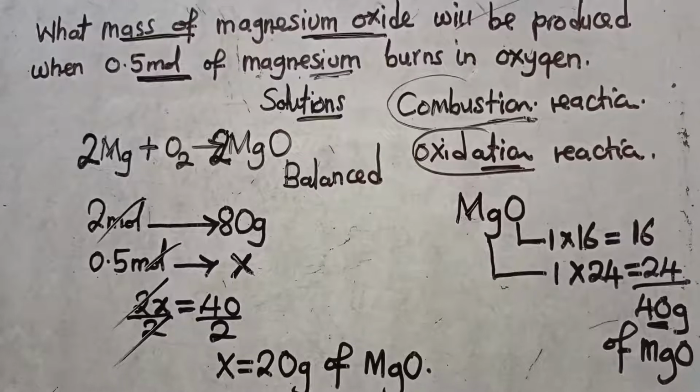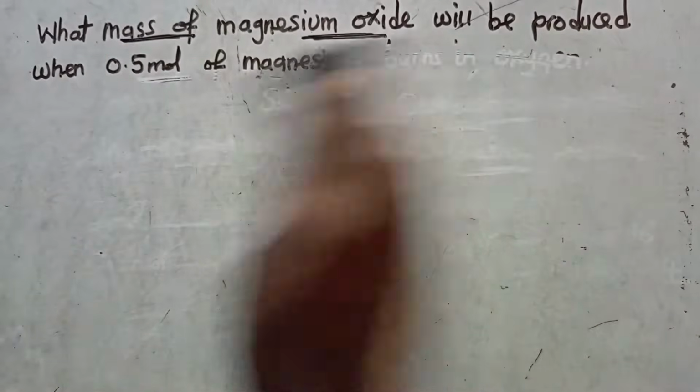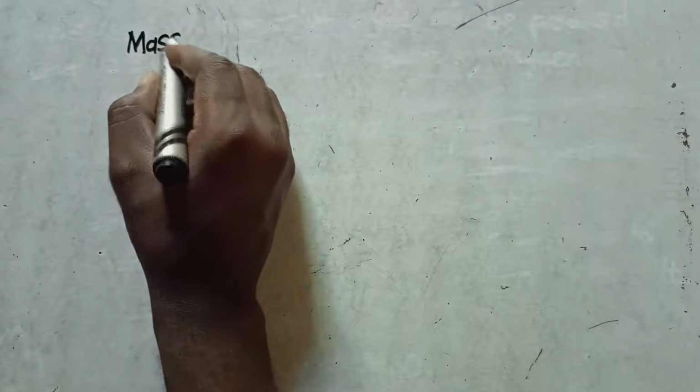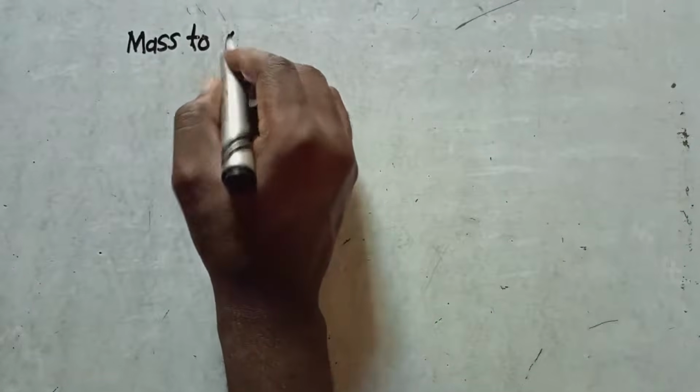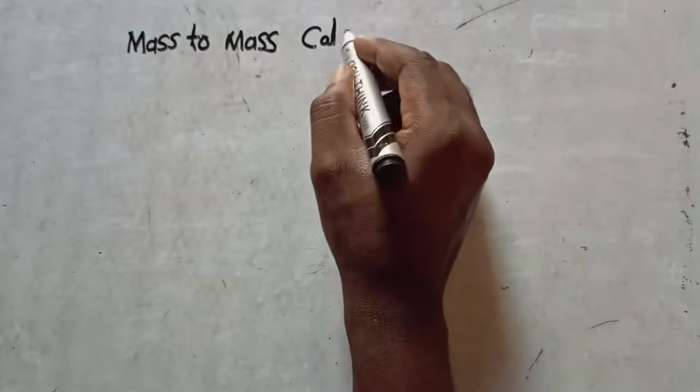So I want you to hear me very well. This was just the division. This is what we covered last time. I just wanted to catch up with you people. Let us now go to what we are supposed to look at today, which is what we are calling mass to mass calculations.